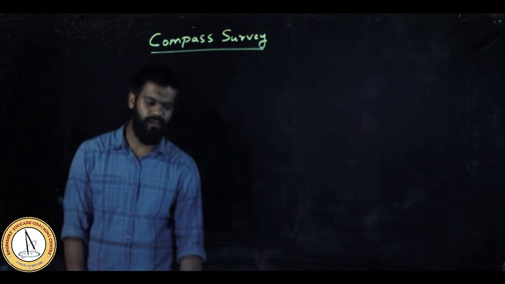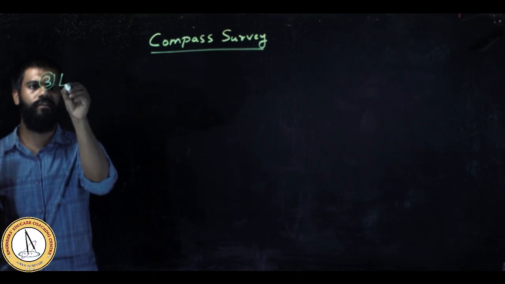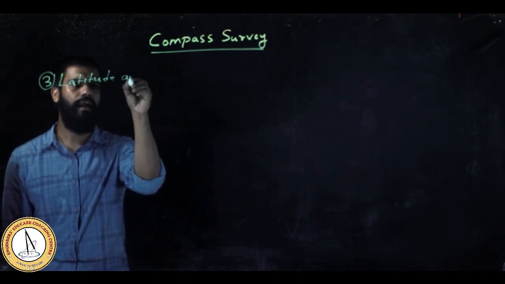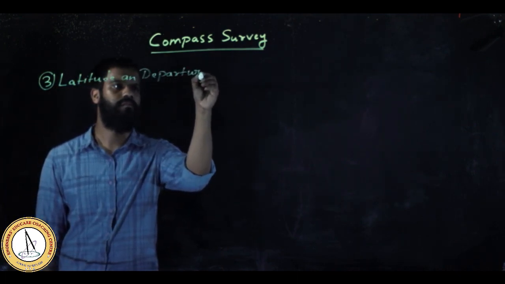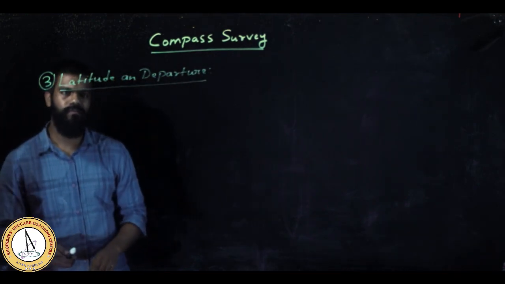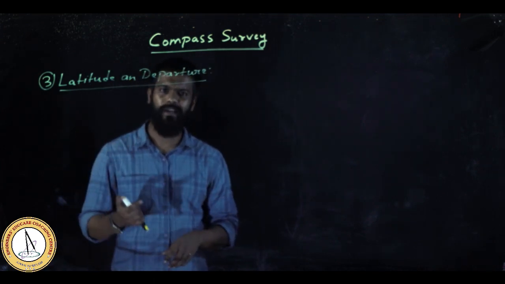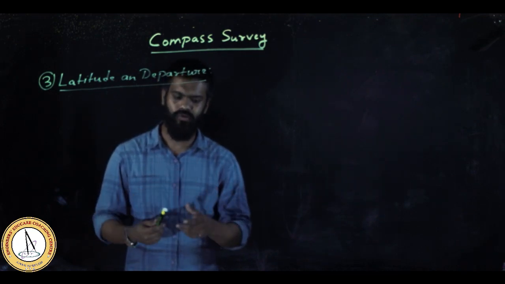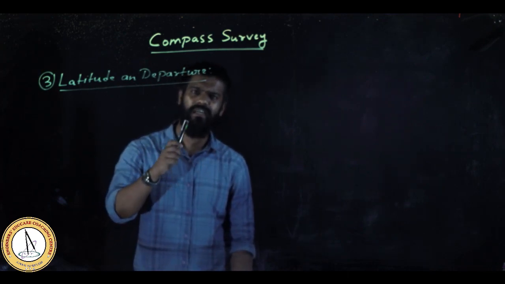Now let us move to the third term, that is number 3. We call it latitude and departure. So you see, in your last junior examination, the definition of latitude and departure was asked and it was carrying around 2 marks. So let us see what is the definition of latitude and departure and what does it mean.